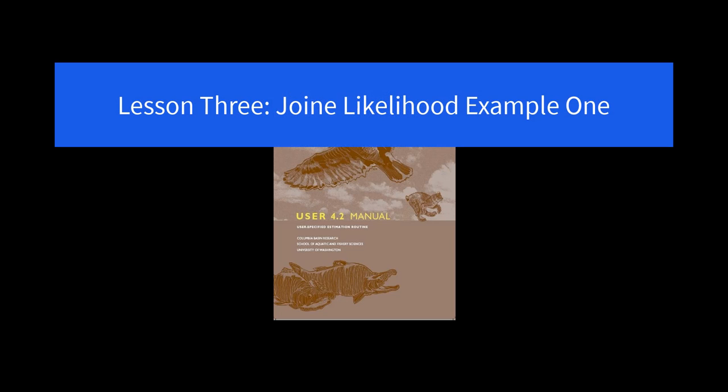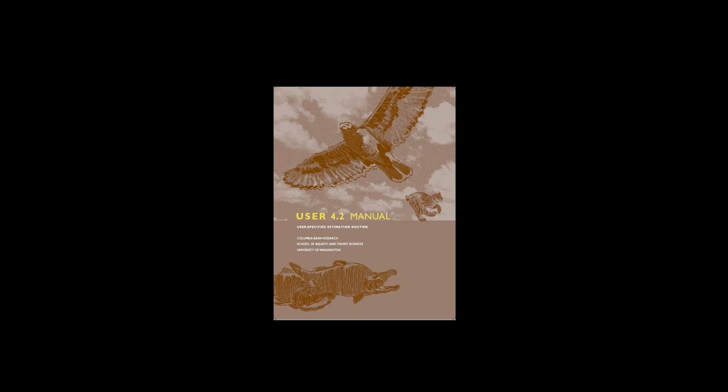Today, we'll examine our first of two joint likelihood examples. We'll look at an example when a joint likelihood is needed to estimate all of the model parameters. In this example, lamb survival of bighorn sheep will be estimated based on two surveys of lamb to ewe ratios. Juvenile survival is estimated between the two surveys, assuming the ewe survival probability is 1.0.